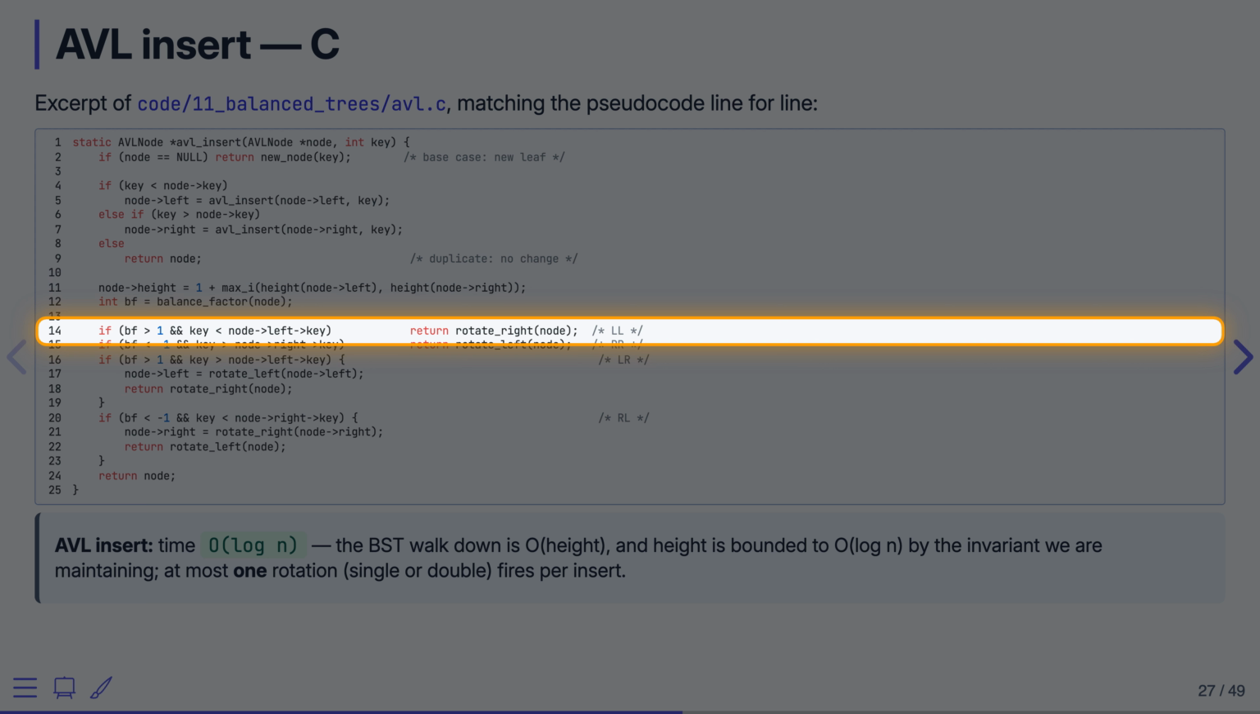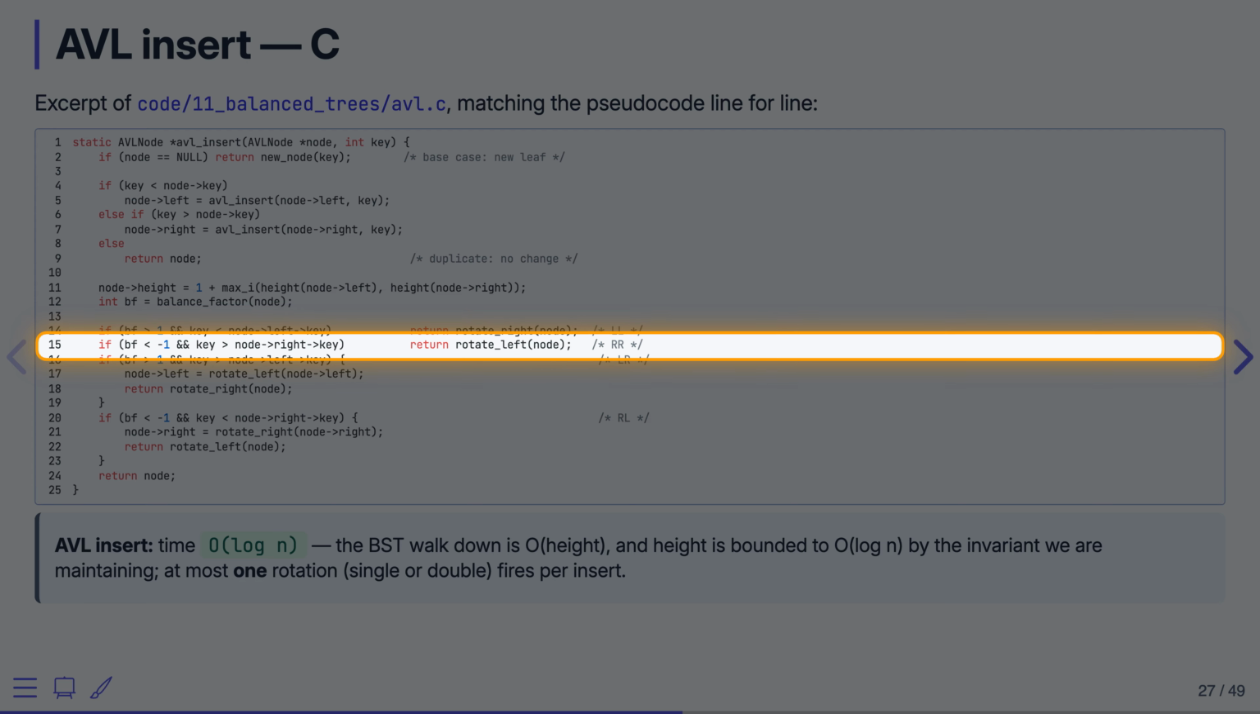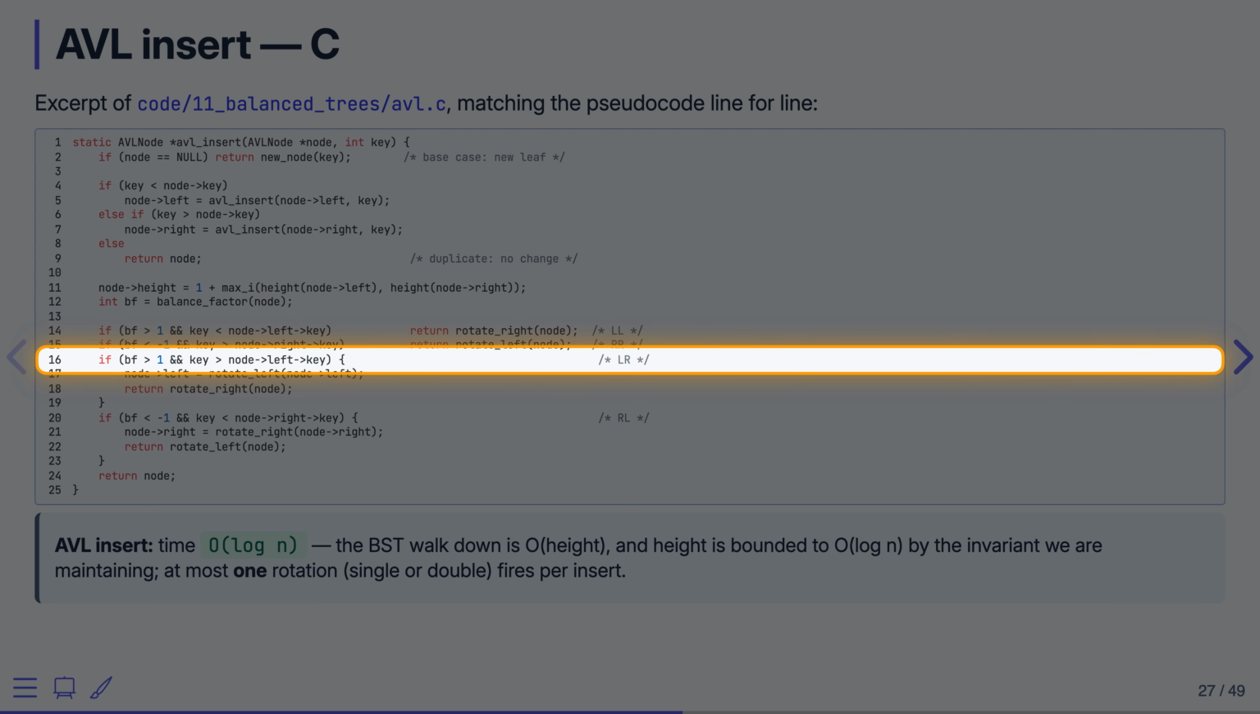Now the 4 checks. If the balance factor is greater than 1 and the key went into the left child's left side, that is the left-left case. We rotate right. If the balance factor is less than -1 and the key went into the right child's right side, that is the right-right case. We rotate left. If the balance factor is greater than 1 but the key went to the right of the left child, that is the left-right case. We first rotate left on the left child, then rotate right on this node.